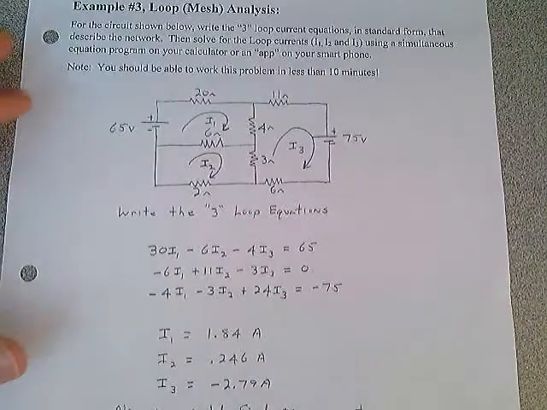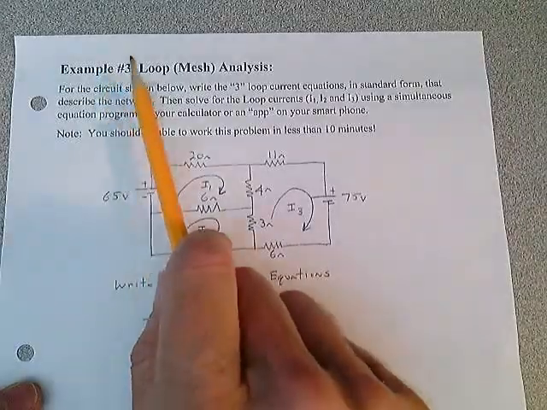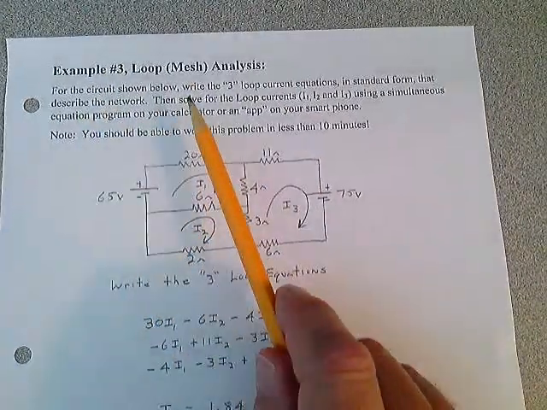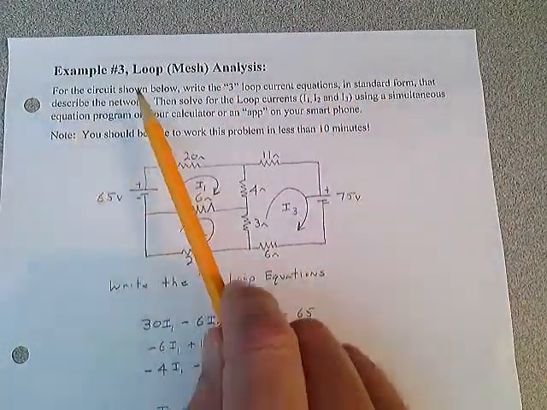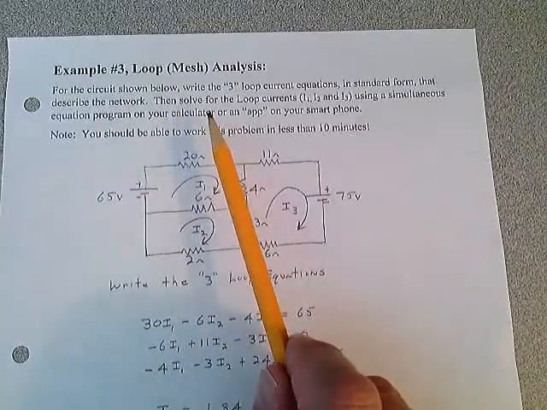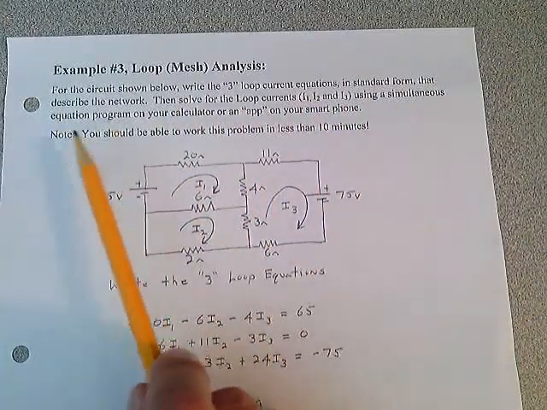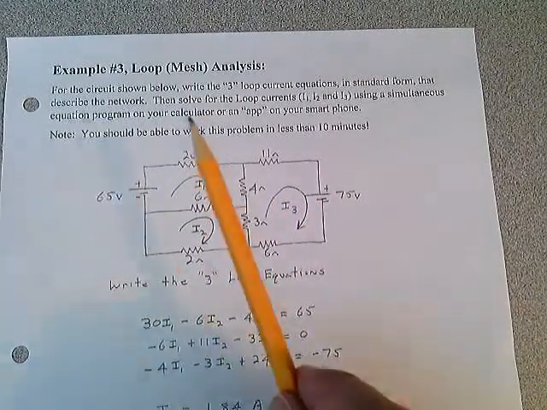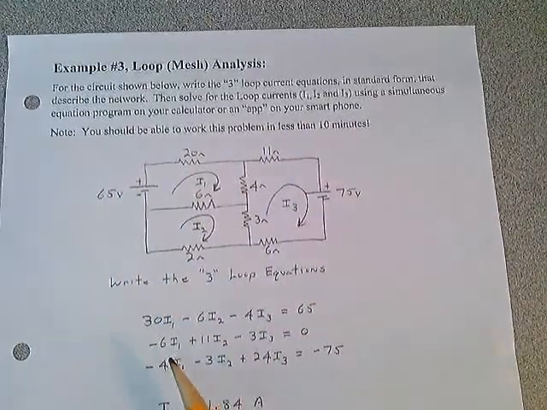And then finally, loop number 3. For the circuit shown, example number 3, using loop or mesh analysis, you write the 3 loop equations in standard form that describe the network. Then solve the loop currents I1, I2, and I3 using a simultaneous equation program on your calculator or an app on your smartphone. Note, this problem, you should be able to work in less than 10 minutes.